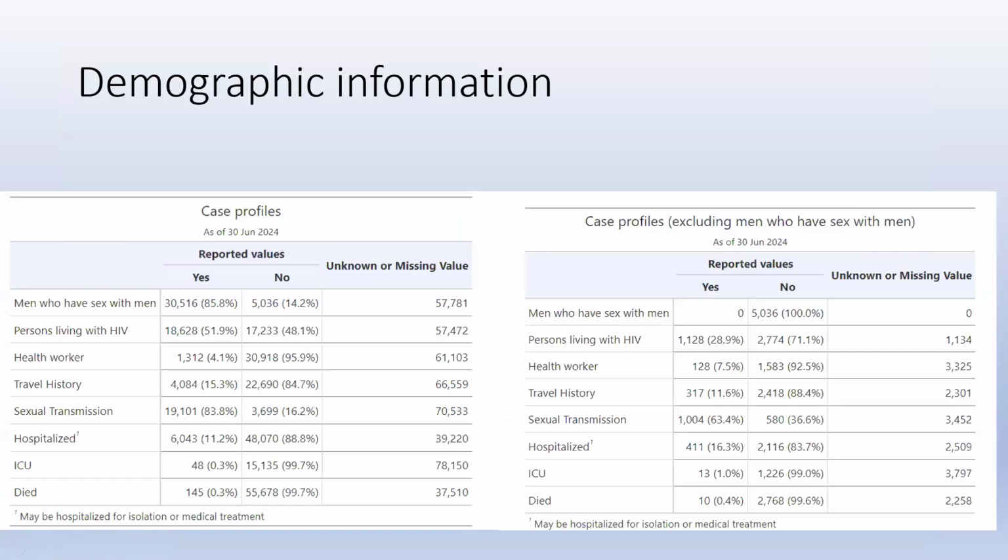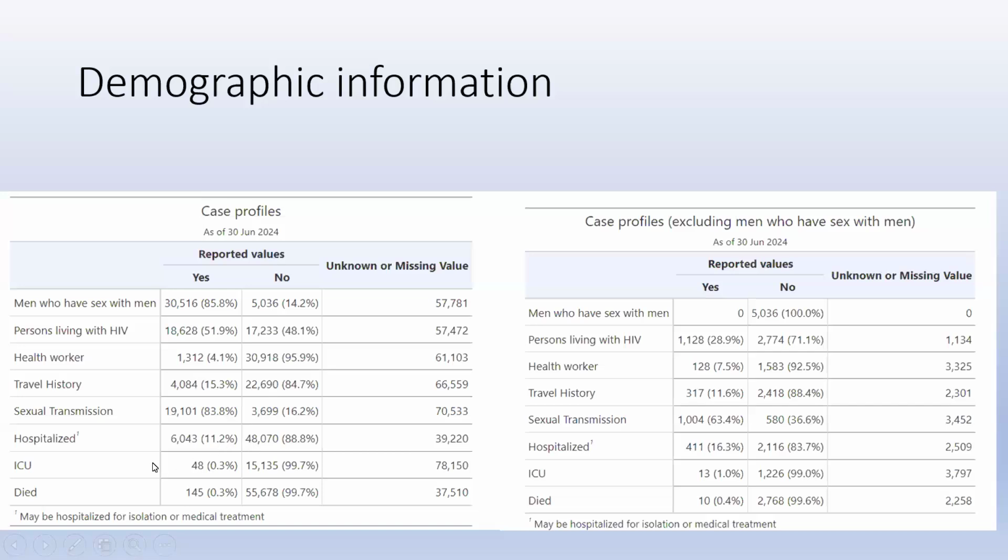Who is being affected by this disease? If you look at the demographics, most of the data we have is from the 2022 outbreak. It predominantly involved men who have sex with men. People living with HIV constitute around 51%. A bit of healthcare workers are also involved, but you'll find that most of these healthcare workers actually acquired it from the community and not from the hospital. 15% reported a travel history.